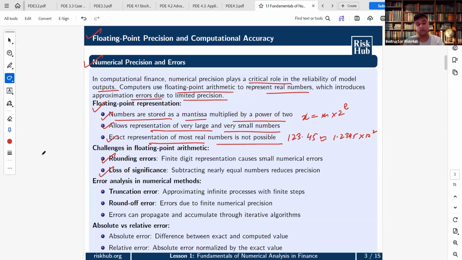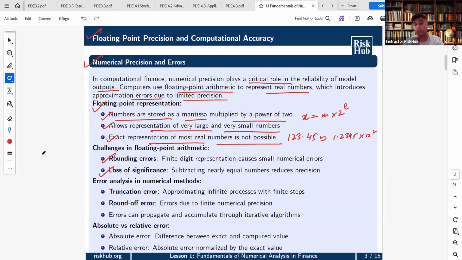A rounding error occurs because the computer has finite digits. Example, 1/3 is equal to 0.3333. The exact value continues forever, but we cut it off, right? In finance, this can happen in Monte Carlo simulation, where millions of small calculations are repeated. And there is loss of significance also, because this happens when we subtract two nearly equal numbers. Let's say 1.0001 minus 1.0000 is equal to 0.0001. This answer is small, but most of the leading digits cancel.